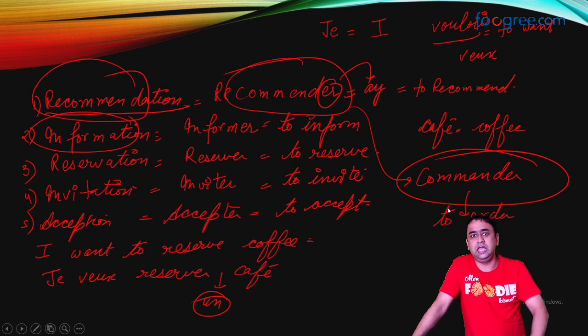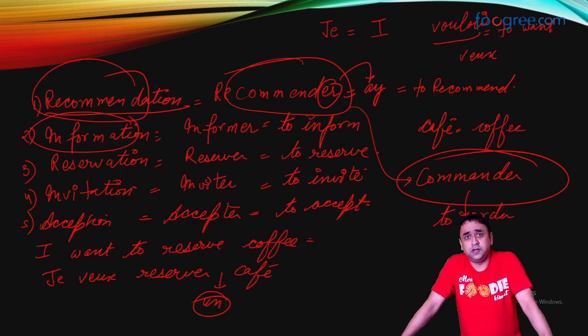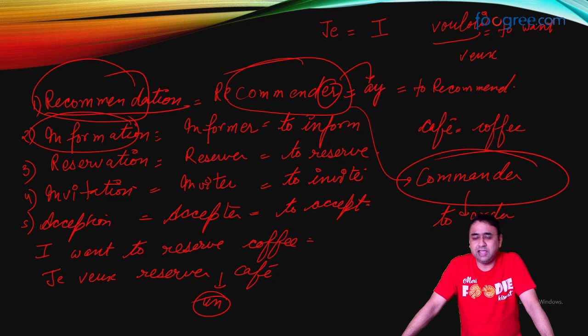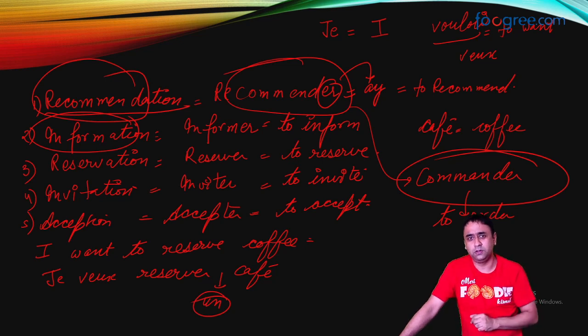Now, if you want to say, I want to order a coffee, can you tell? Yeah. Je veux commander un café. Wow, that's great. That means je veux commander un café. I want to order a coffee. My dear friends, you have seen this guy was sitting in the beginning of the lecture, and he was not even able to tell me how to speak the recommander verb, and now he has spoken the full sentence. You can say wow. You can also learn like this.